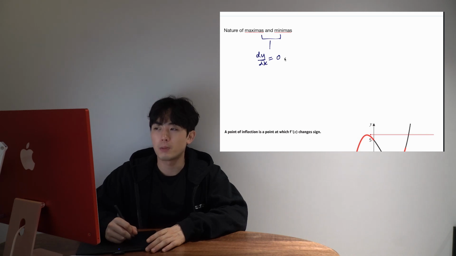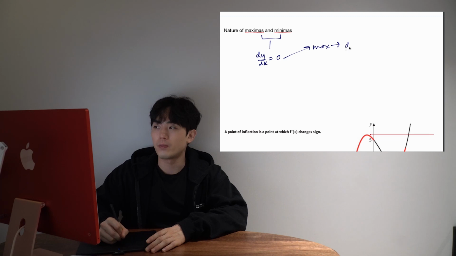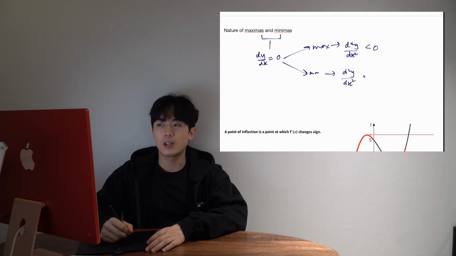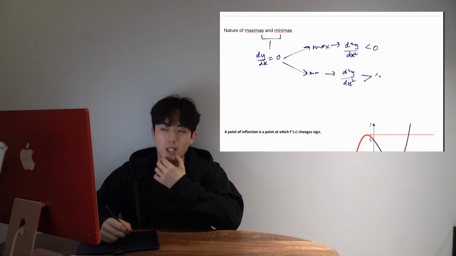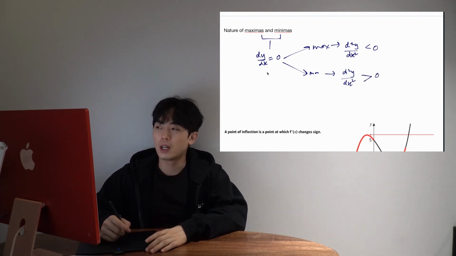But how do we know it's a maxima? Well, maxima is when the second derivative, we differentiate again, is less than 0. And minima, as you would expect, the second derivative is going to be greater than 0 like such, okay? So this is how you just show the maxima and minima. I don't think this part is going to be difficult, so we can just move on.